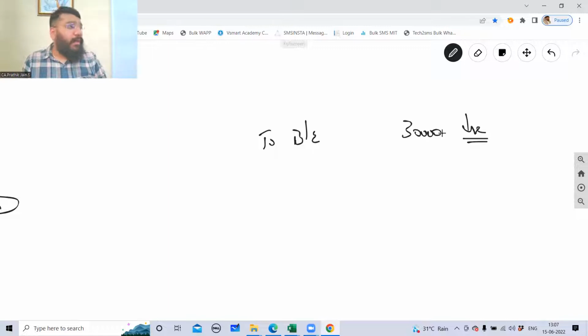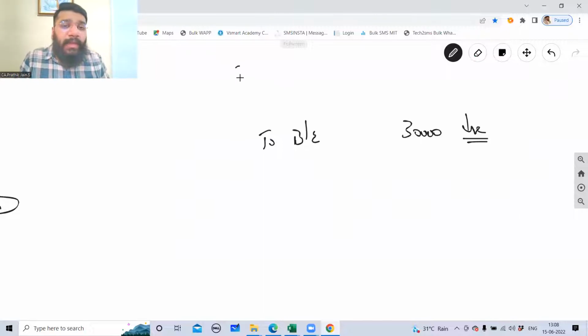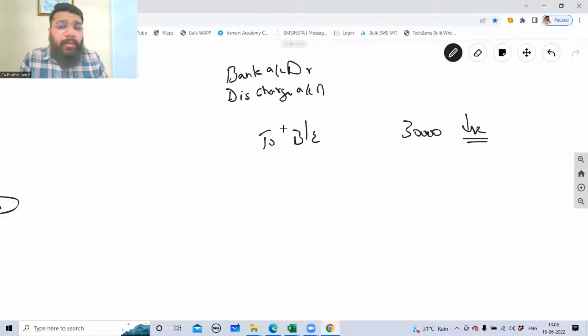And what will be the debit, guys? I am giving this bill of exchange to the banker. In return, what is the banker giving me? He'll pay me the money. Will he pay the full 30,000? No. From this 30,000, he'll minus the discounting charges and pay the balance. So you need to calculate the discounting charges. The entry will be bank account debit, discounting charges account debit, to bills of exchange.